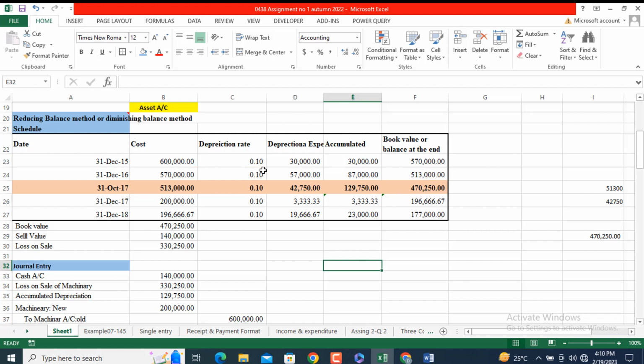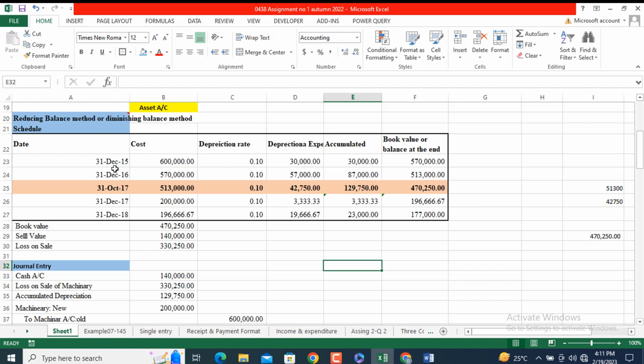So depreciation is 0.10. Depreciation expense is equal to 0.10 into 600,000, and you will get the value for 1 year. But we are going to charge this for 6 months, meaning half year, so I am going to divide this by 2. I will get this amount, 30,000, depreciation expense for the 6 months of the year 2015.